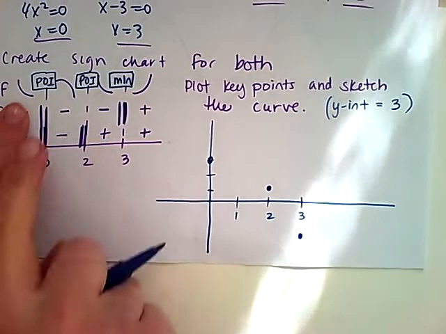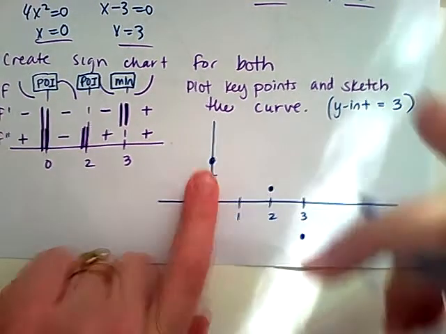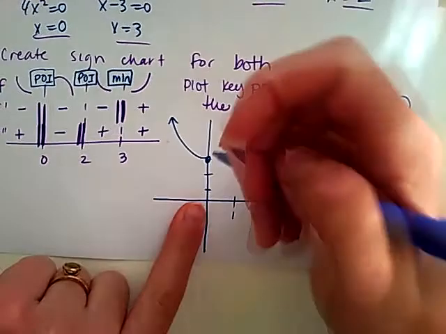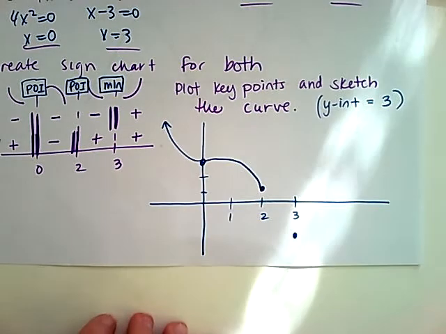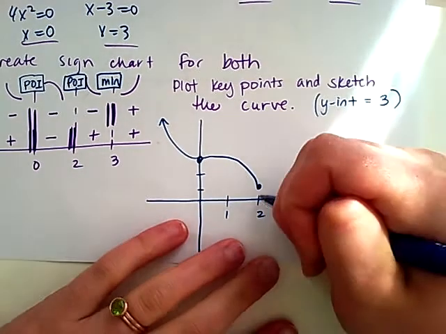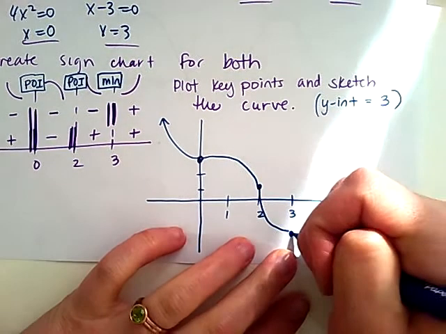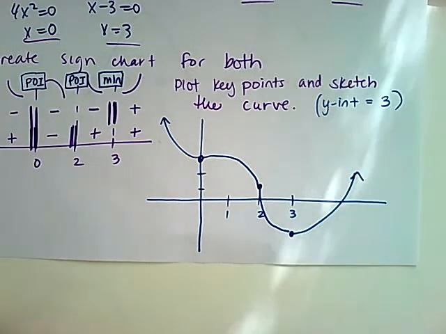So now, what should I sketch? It's like connect the dots, but making sure I have each of these shapes. Before 0, it looks like this. Between 0 and 2, concave down and decreasing. Between 2 and 3, concave up and decreasing. And then at 3, increasing concave up. And we get a sketch of the curve.